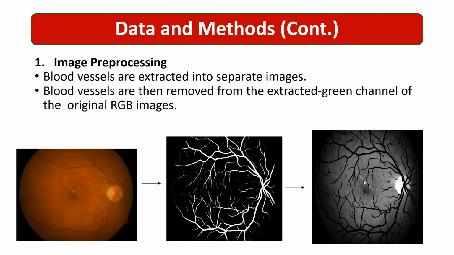Now, let's talk about the methods. The first method I use is image preprocessing. Image preprocessing involved several steps. First of all, blood vessels from the original image are extracted into separate images by using dense block unit architecture from biomedical image segmentation. Blood vessel photos are then removed from the extracted green channel of the original images to reduce the interference with the detection of MAs.